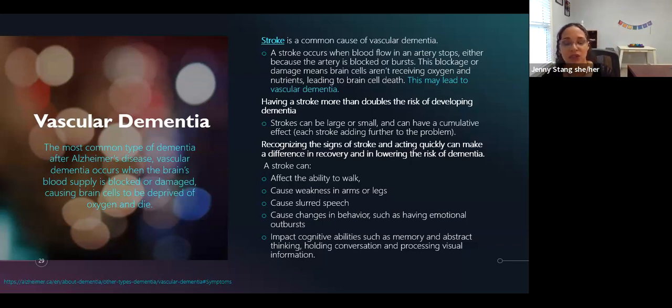So recognizing the signs of a stroke and acting quickly can make a difference in recovery and lower the risk of dementia. So some of the signs of stroke can affect the ability to walk. They can cause weakness in arms or legs, slurred speech, changes in behavior such as having emotional outbursts, and impact the cognitive abilities such as memory and abstract thinking, holding conversation, and processing visual information. And I think it's in my notes later on down the road here, but it is not uncommon for people to experience strokes and not even know it. Okay.